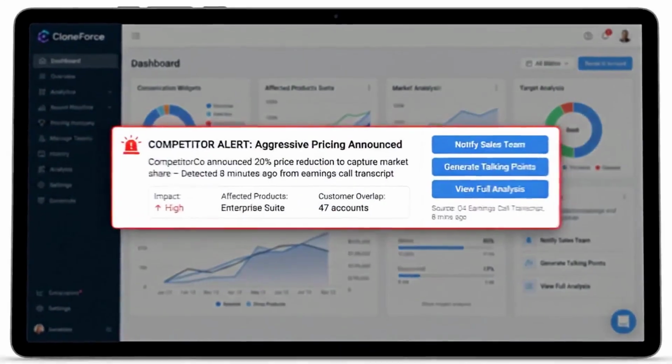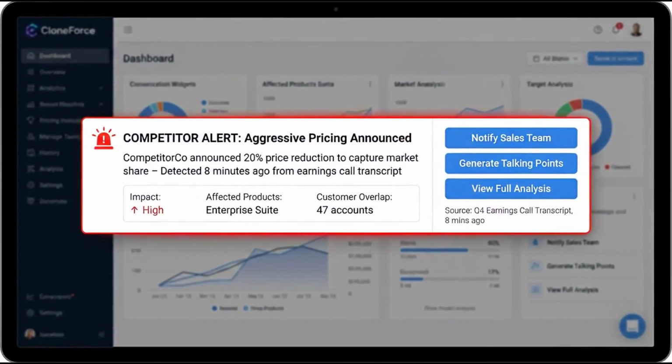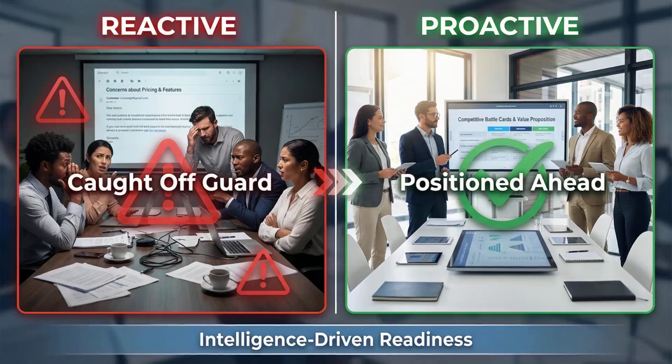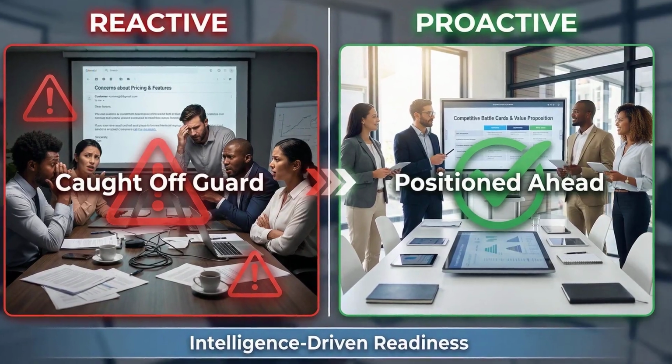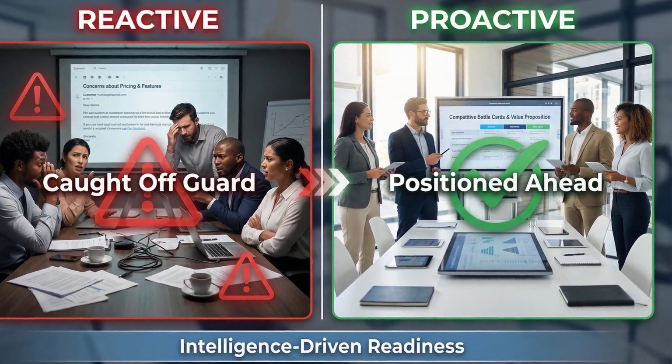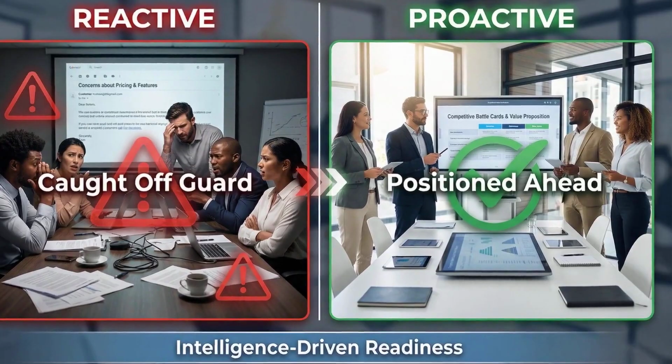When a competitor announces aggressive pricing to grab share, your IR team and sales reps know before customers start asking. You're positioned proactively, not reacting defensively when customers echo analyst narratives.